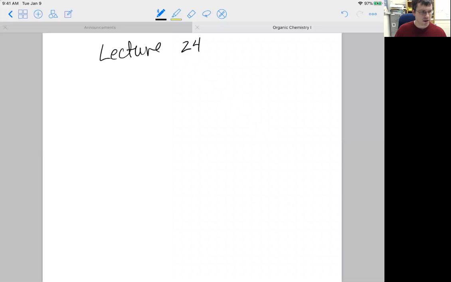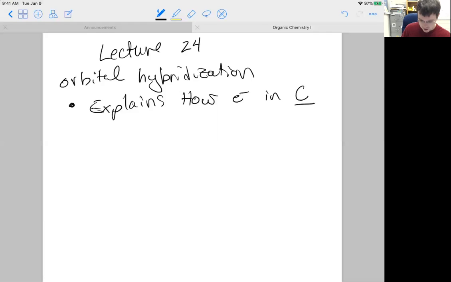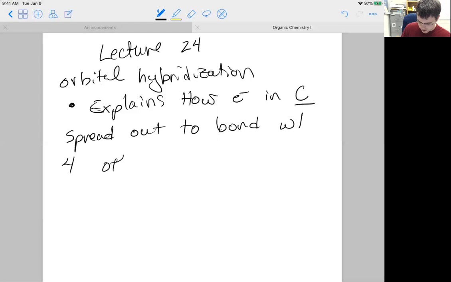So again, I said I wanted to talk about orbital hybridization. Okay, so with orbital hybridization, let's get it spelled out. This provides an explanation of the question of how electrons in carbon spread themselves out to bond with 4 other atoms. And it's not just carbon, it's any central atom that has anything else attached to it. Orbital hybridization is important. So let's talk about the electron configuration of carbon.